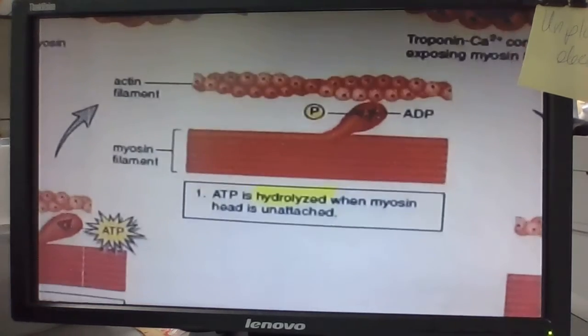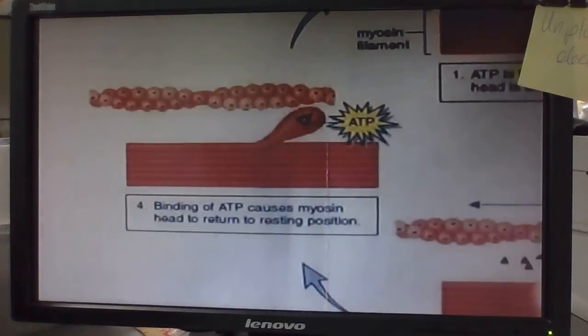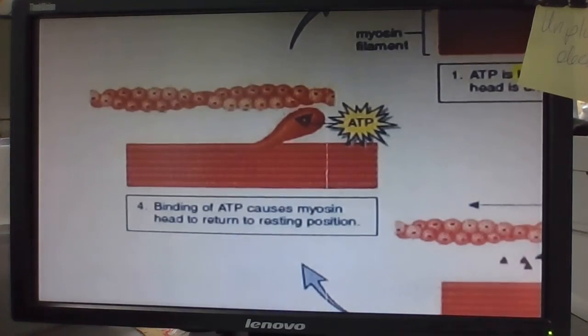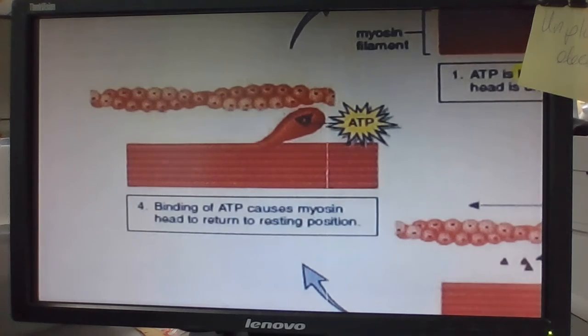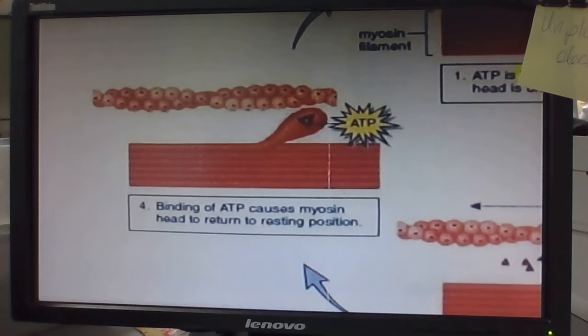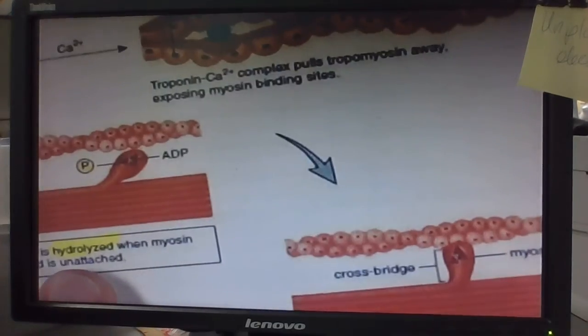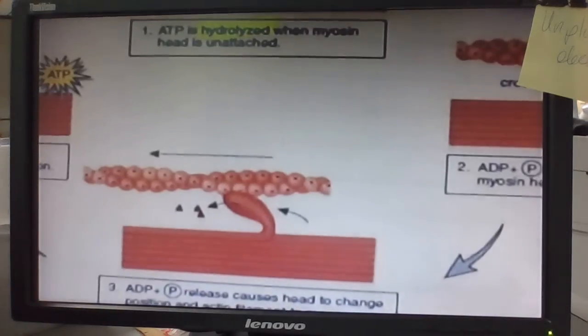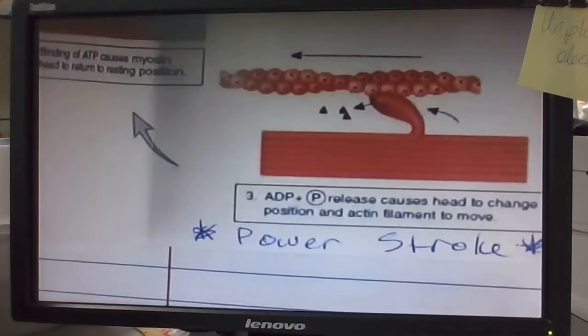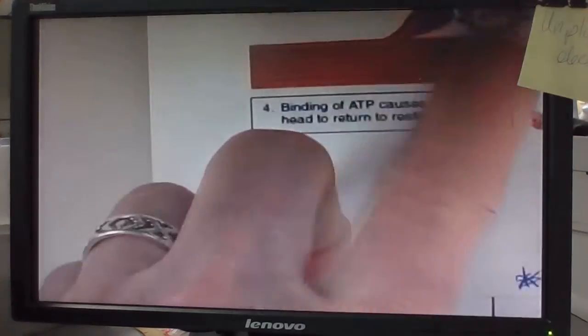In order to reset, then we take that ADP and phosphate group from the previous one, and then we bond them together, and it causes that myosin to return to its original position. Then we hydrolyze it. Then it attaches to the myosin, which attaches to the actin. Then that's released, causing it to move, which pulls the actin. Then we reform ATP.